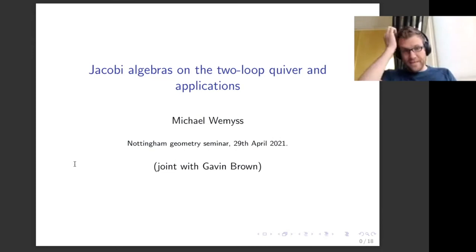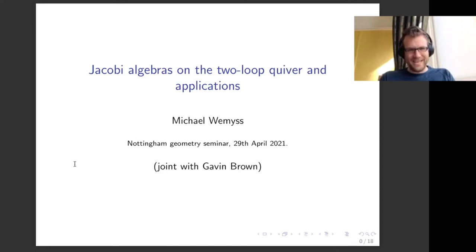So today I'm going to talk about Jacobi algebras on the two-loop quiver, which is, well, there's going to be no quivers in my talk at all. I'm going to quickly make the setting more specific, but I want to put the title up because it is part of a wider story, which I'll try to tell at least parts of, and some of the applications that come out of this work. This is joint work in a seemingly never-ending project with Gavin Brown. We're hoping to post it on the arXiv next month.